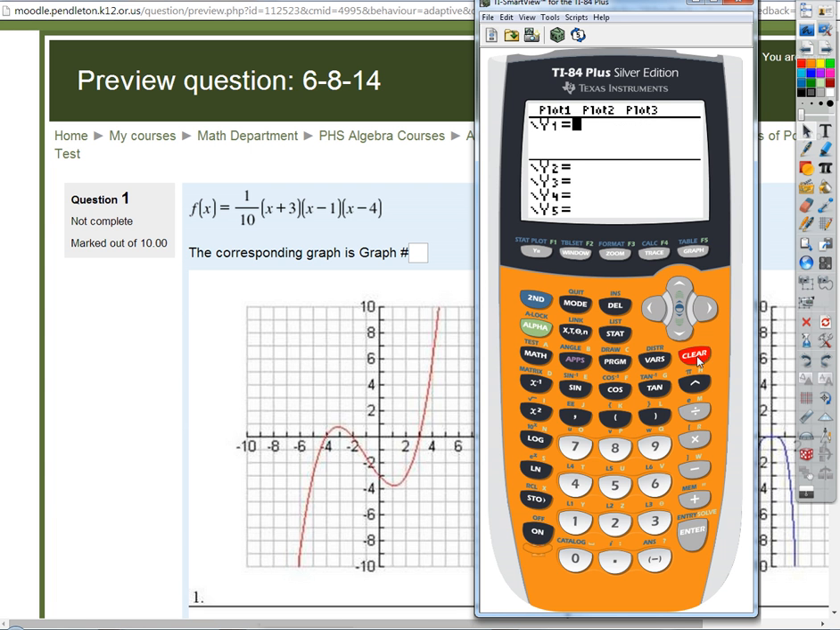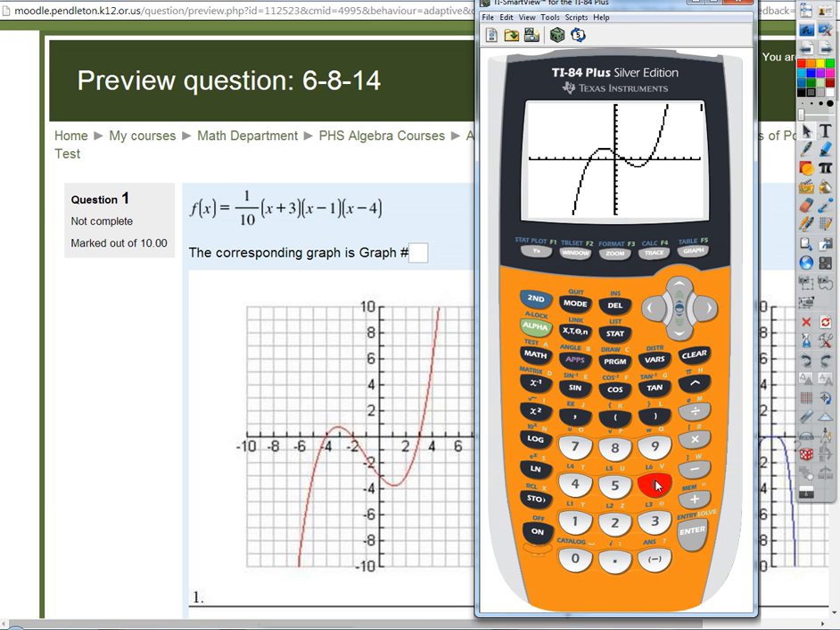So we would just, in this case, put in 1/10 quantity x plus 3 times quantity x minus 1 times quantity x minus 4. Okay, make sense? And then we don't just hit graph. If we just hit graph, we're at the mercy of whatever our window was set at. Let's start off by going maybe zoom standard. And then we can take it from there.